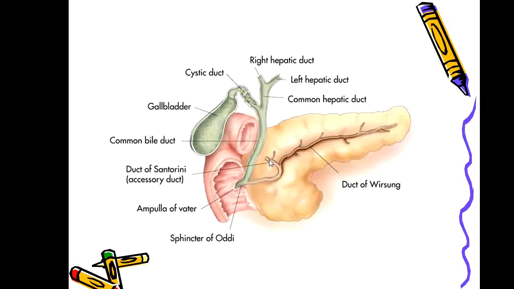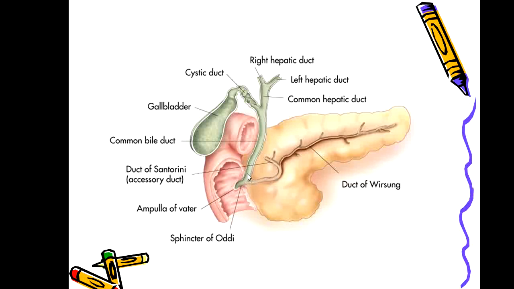This duct opens directly into the small intestine, or you can also call it the accessory duct. This is small in diameter, and that is why it does not have any sphincter at the opening. It opens here into the duodenum without a sphincter, while this other part of the pancreatic duct combines with the bile duct.